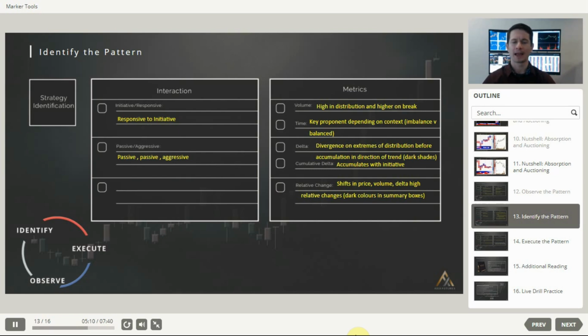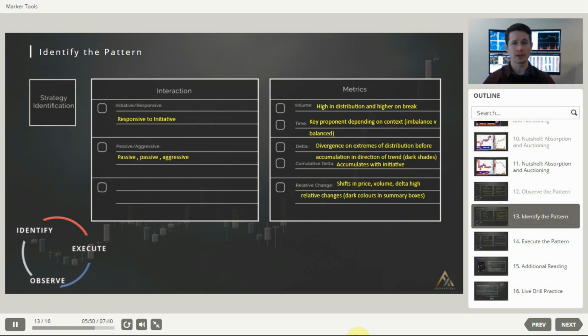In terms of time, it is a relatively key proponent, and obviously this depends quite a lot on context. In an imbalanced market, when we do get that break, if it's a break of an extreme or maybe the morning session high or low, we want to see that market continue in the direction of that break, and the longer the market takes to continue in that direction, the more vulnerable it becomes to the opposite direction. Then in terms of delta, you want to talk about what the delta shading looked like. So go and observe all the dark circles, all the imbalances, all the light circles, observe the color shading.